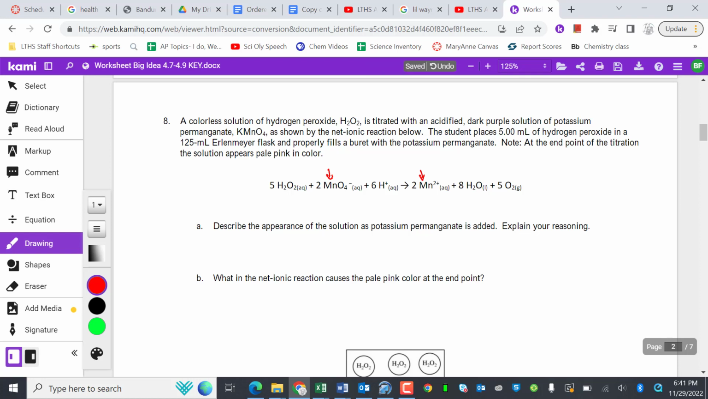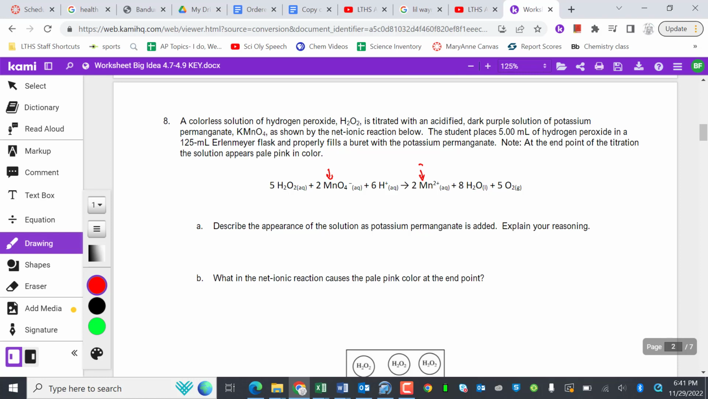The student places 5 milliliters of hydrogen peroxide in a 125 milliliter Erlenmeyer flask, properly fills the buret with potassium permanganate. Note, at this point in the titration, the solution appears pale pink in color. That's because it's this right here. Describe the appearance of the solution as potassium permanganate is added. Explain your reasoning. So what do we have in the bottom part?